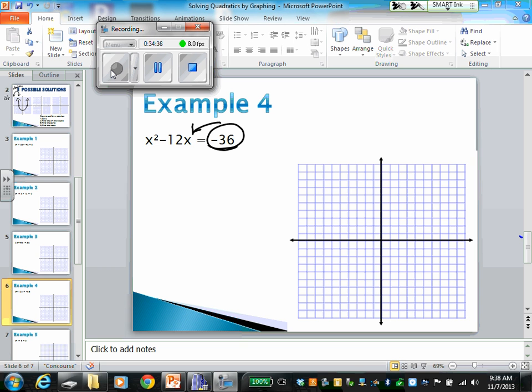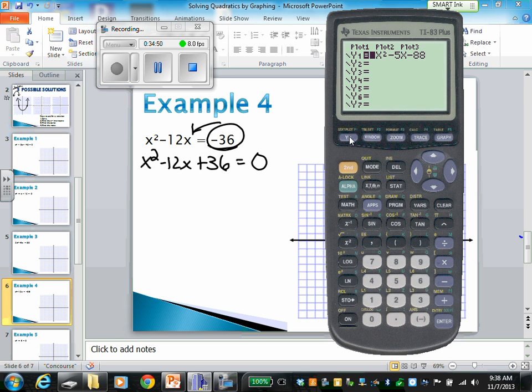So first thing I'm going to do is I'm going to move my -36 over, and it's going to become +36. So far, so good? Okay. Then when I graph it, y is going to equal x squared minus 12x plus 36. Okay? And so this is one of those ones where it only has one solution. It does have a solution. It's touching the x-axis, okay, but it only touches it one time. And I told you that one time is right at the vertex of the parabola, okay?